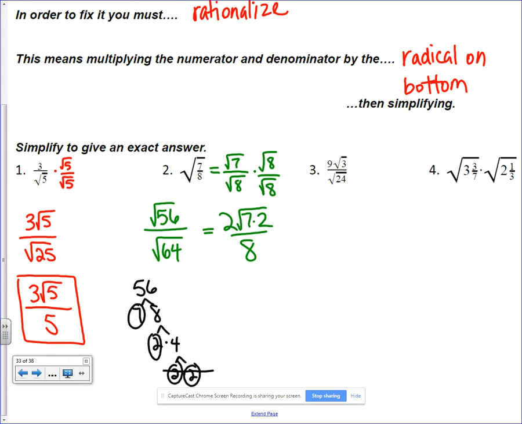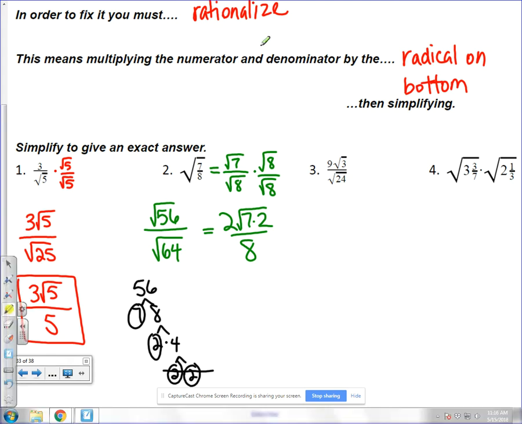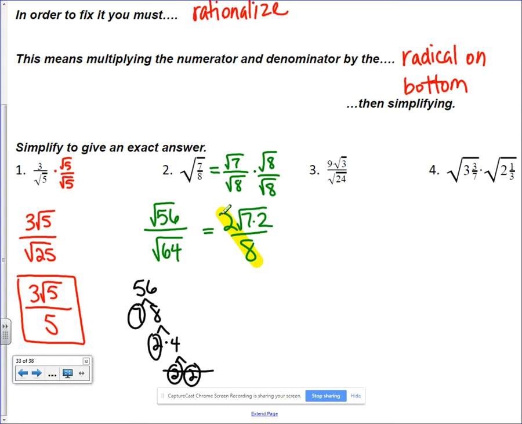So if we take a look at this, you see the 2 in the numerator out front, and you see the 8 in the denominator. These two right here can be reduced. 2 over 8 is 1/4. So you don't have to put the 1 out front, or you can, it doesn't matter. So 7 times 2, we have the square root of 14. And remember that 2 over 8 I reduced to 1/4, so I'm going to now have a 4 on the bottom. And again, if you wanted to, you can put that 1 out front.